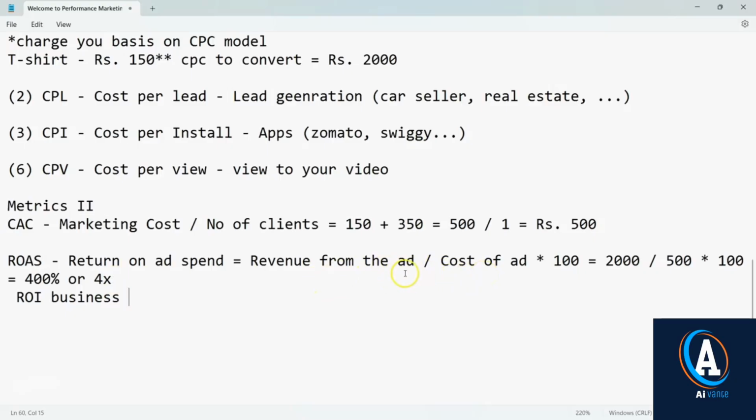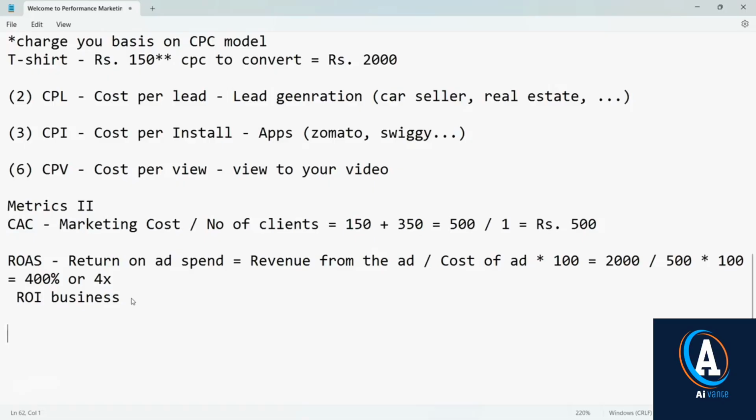Now again, here you can break this down channel-wise as well. That means revenue from Google ads divided by the cost that I have spent on Google ads, into 100. And you can try to break this down platform-wise. So there are many ways that you can look at getting and collating ROAS from many channels, and make your own judgment on which channels are working for you, and how to strategize for future campaigns or months as well.